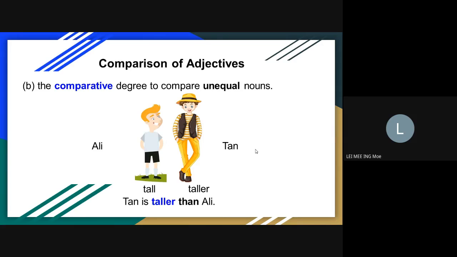So normally in our comparative degree sentence, we can see "than" behind our comparative form. And for our comparative form, normally we add ER to our adjective. I said normally, not necessarily, yeah? So normally we add ER to our adjective for the comparative form, and we have "than" in our comparative degree sentence.